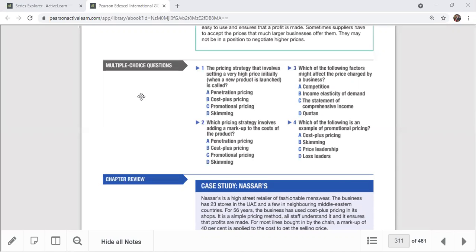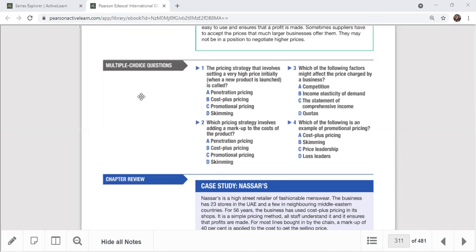Which of the following is an example of promotional pricing? It can't definitely be cost plus, and it can't be skimming. So the answer is D, loss leader. I got a couple of answers, and those answers are correct.